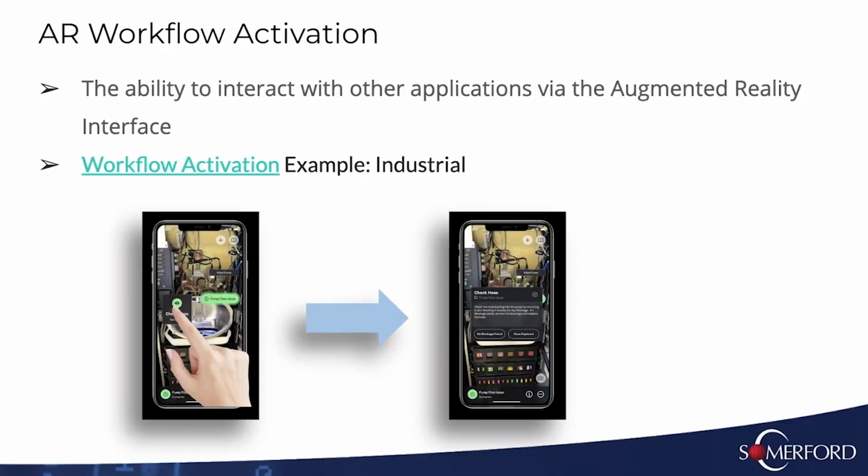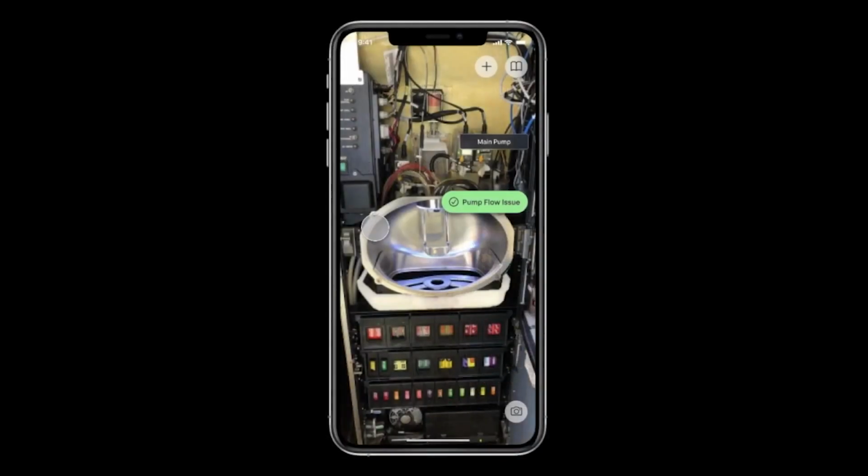A quick, very simple show-it-to-you-in-action. AR workflow activation, industrial example. And let me just take you through this. So this is an industrial one. It's sort of a pump flow issue. So what I'm going to do is start a playbook, and you can see the playbook is starting there. So what we're doing is we have a pump flow issue. We want to know what to do. So it gives you the guidance.